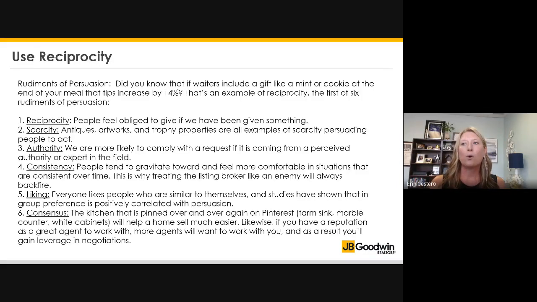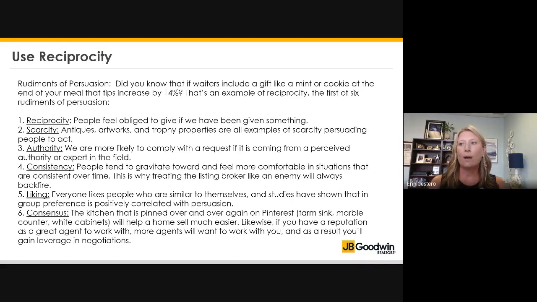Scarcity, authority. We're more likely to comply with a request if it's coming from a perceived authority or expert in the field. I want to remind us of authority. Rather than just saying, my clients need you to swap out the PRV valve because the water pressure is too high, I'm going to state that we're concerned that a home warranty company won't cover this issue if this is not addressed. So I'm using a point of authority. It's not us asking for this. The industry sets that this could be a problem for my clients in the future.